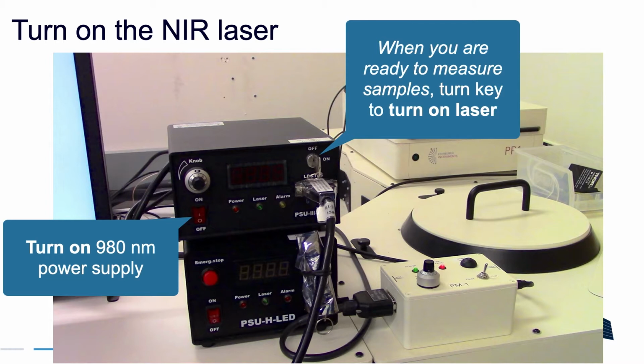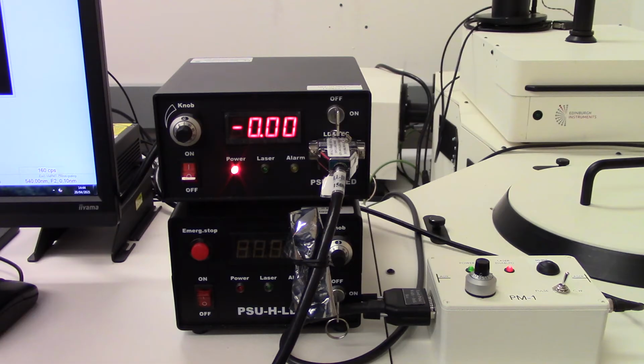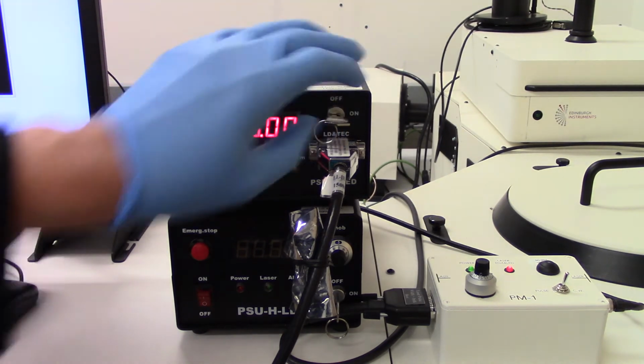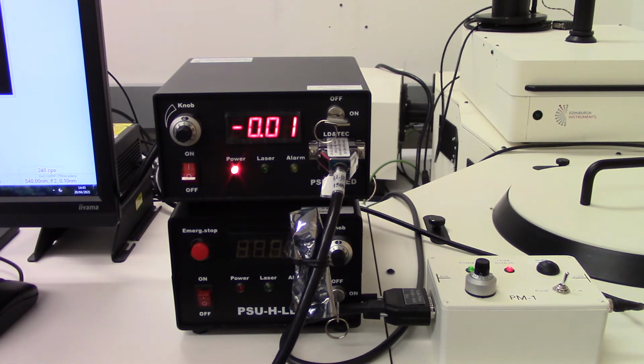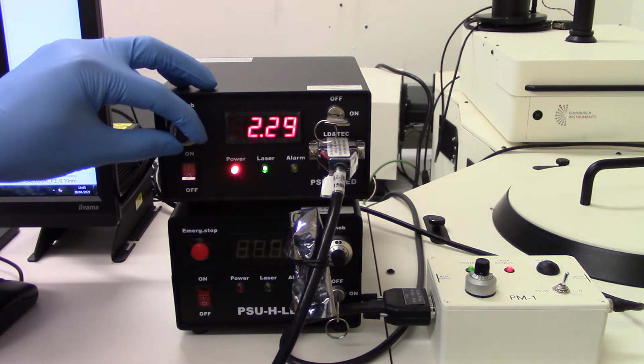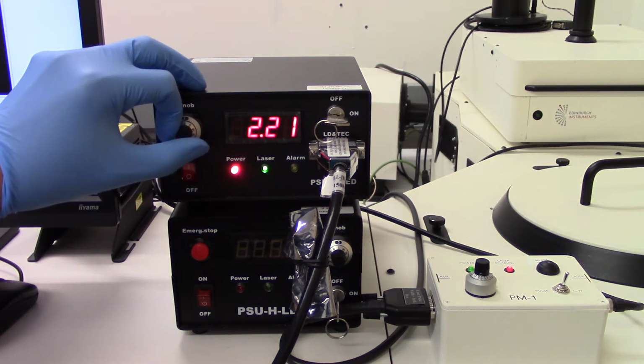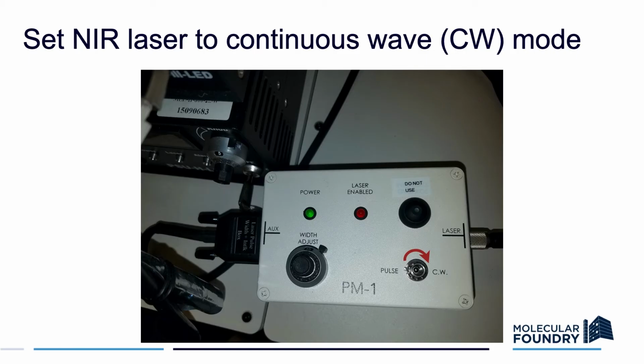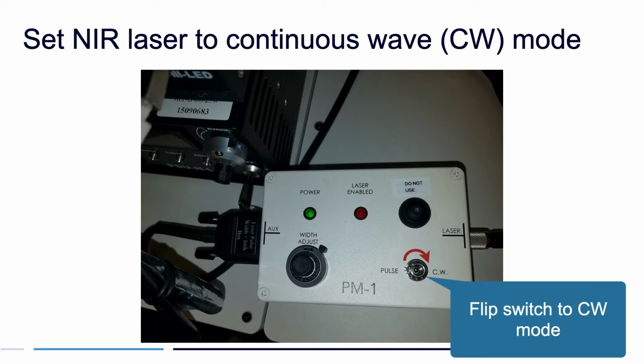When you're ready to measure your samples, so not right now, you'll turn the key to turn on the laser. Also at that time, you can turn the knob to adjust the current, which adjusts the laser power. You can ask a super user for the latest calibration curve that correlates the current to the power. You'll also want to set the infrared laser to continuous wave mode in this dongle connected to the laser box. You'll flip the switch to CW mode, or continuous wave mode.